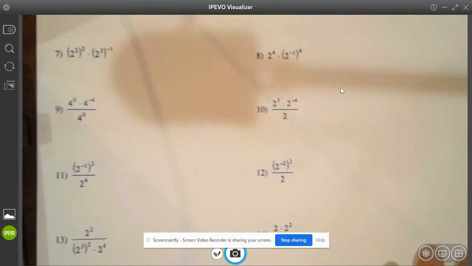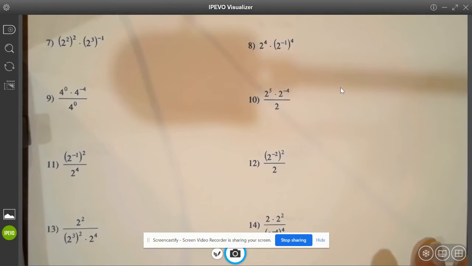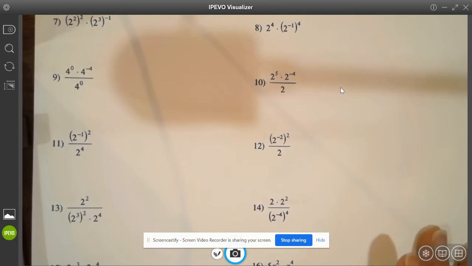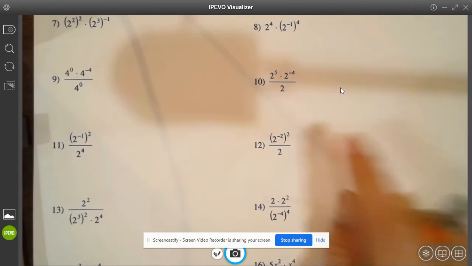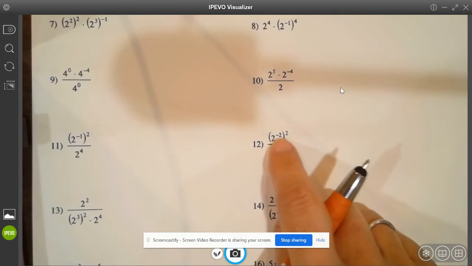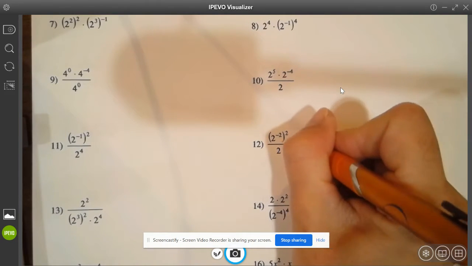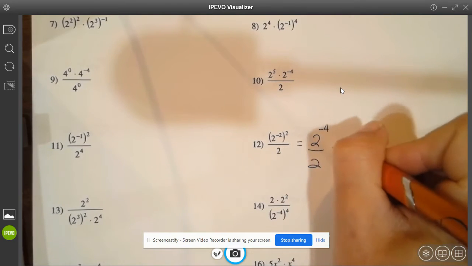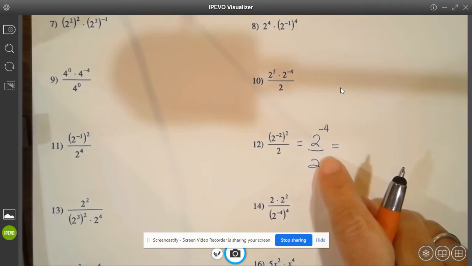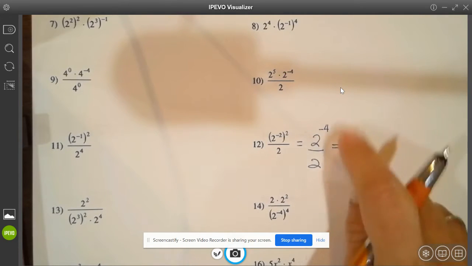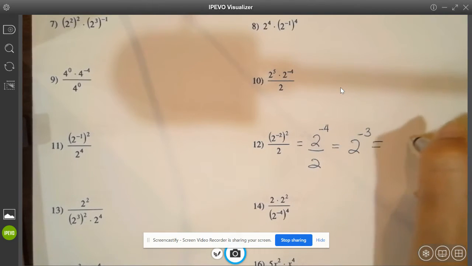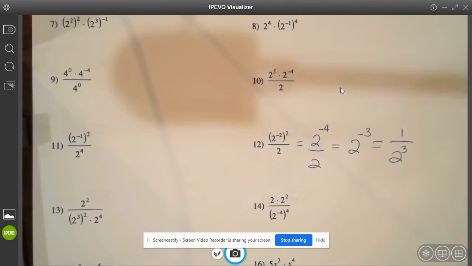So that's a bunch of rules that we went through, each of them. And then we combined them and we started with a little bit more involved problems. So let's do a couple here. Let's see this one. You have to follow the same rules, right? So first multiply the exponents here. So that's 2 to the negative 4 over 2. And then negative 4 minus 1, because you're subtracting, that's 2 to the negative 3. And then you put it under a 1 to make the exponent positive.